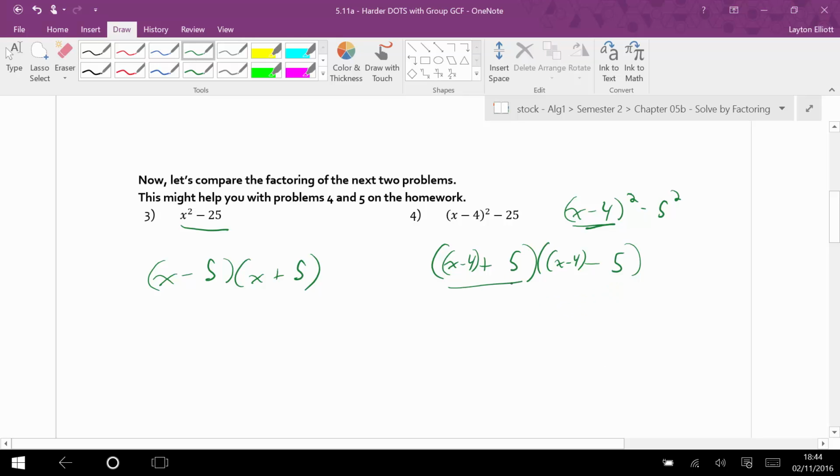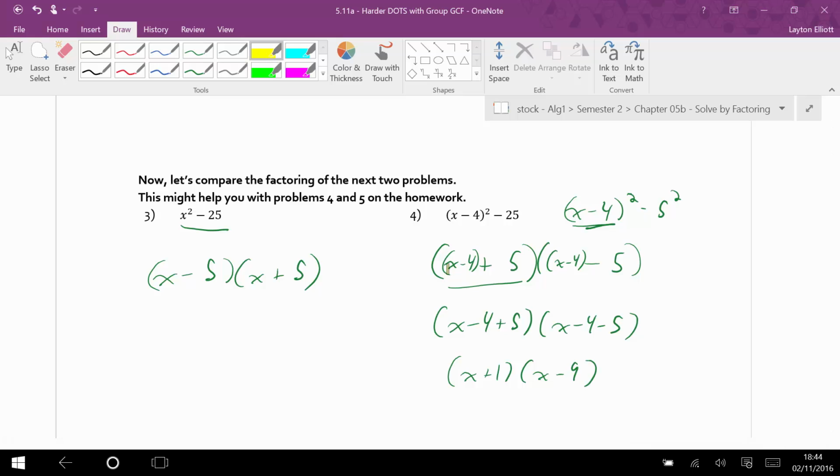Now this can simplify further. I can drop the parentheses in x minus 4 plus 5 and x minus 4 minus 5, and that can simplify even more. This becomes x plus 1. This becomes x minus 9. So this step here looks a lot like this step here, but then notice how it could go even further to a final answer of this.